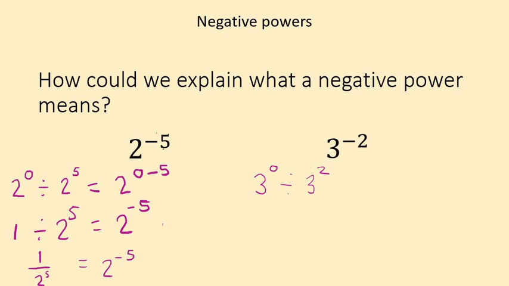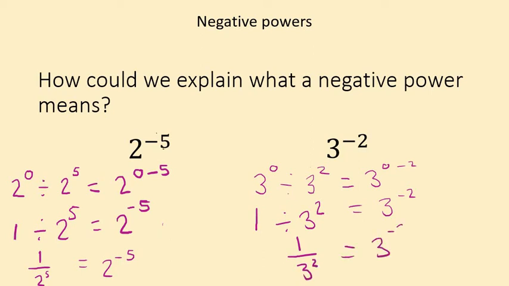And if I divide that by 3 squared, I think that was going to give me 3 to the 0 minus 2, yep, that gives me 3 to the minus 2. And, well, I can do the same thing, can't I? Because 3 to the 0 is 1 divided by 3 squared. And now I can write that as a fraction as well. 1 over 3 squared is equal to 3 to the minus 2.